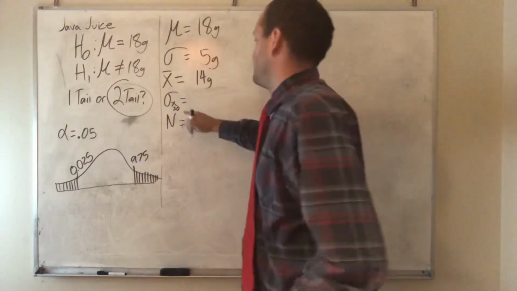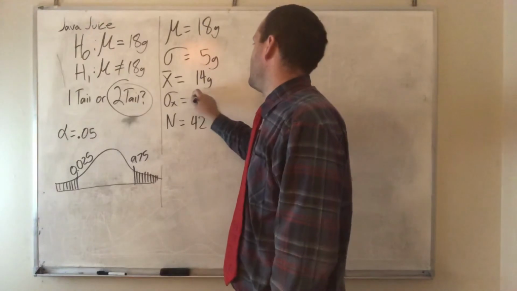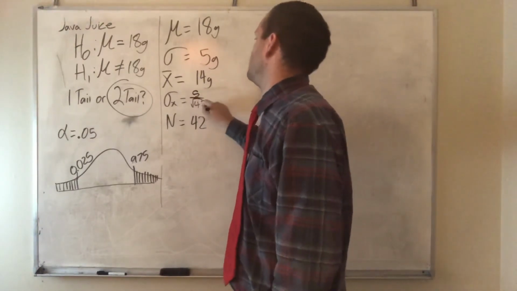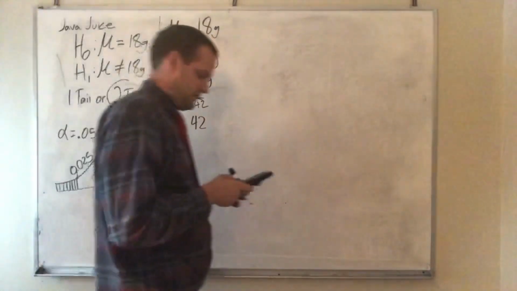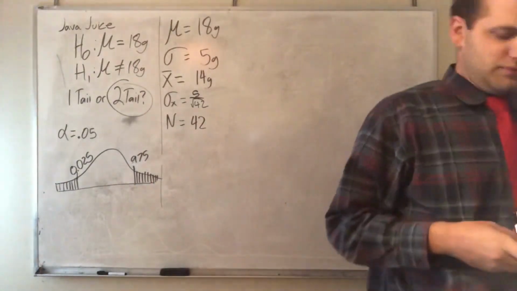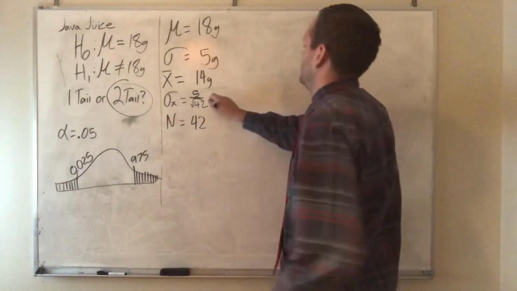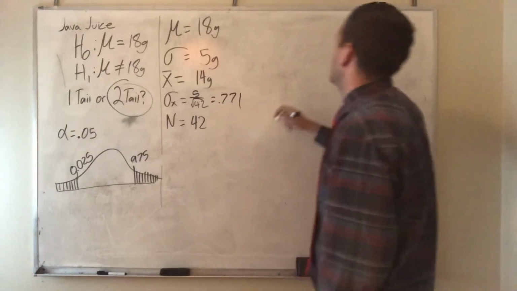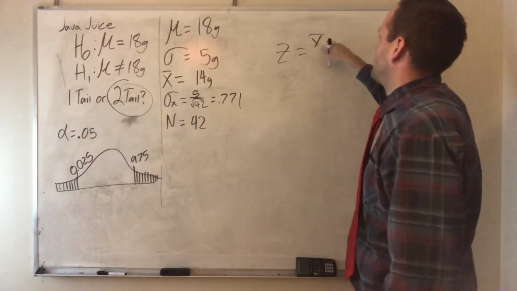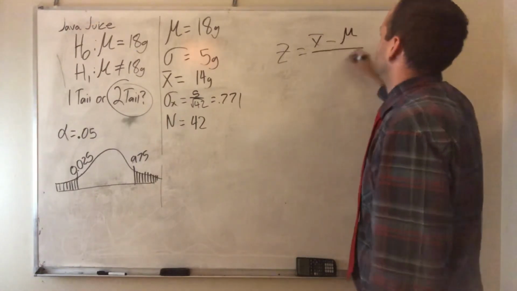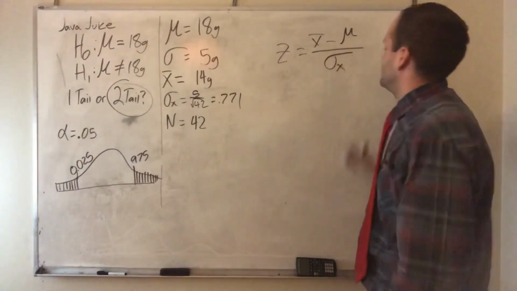Okay, well, let's go through and do some tests. First, we need to figure out our sample standard deviation. Our sample standard deviation is going to be 5 divided by the square root of 42. That gives me 0.771. Well, let's calculate. Z is the sample average minus the population average divided by the sample standard deviation.